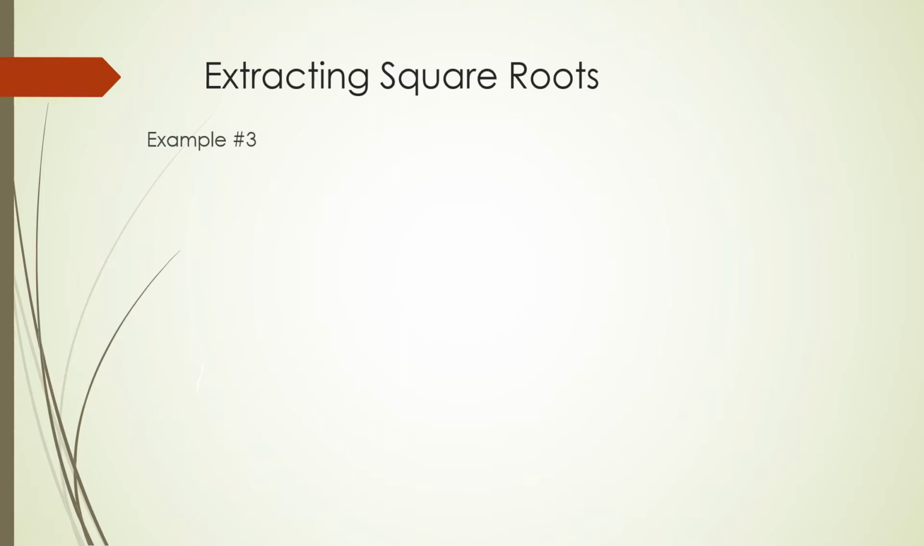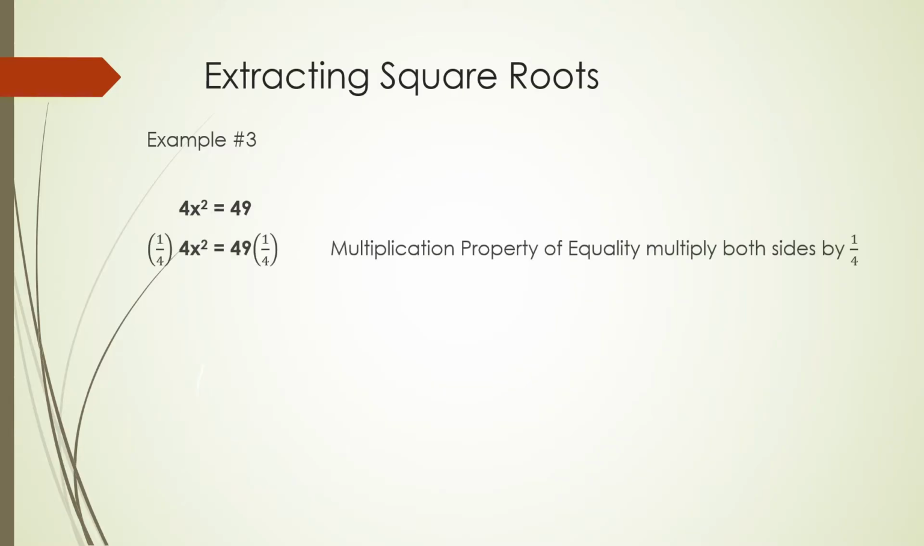Example number 3. Given is 4x squared is equal to 49. So the given is not written in the form of x squared is equal to c. Therefore, we will use the multiplication property of equality. Multiply both sides by 1/4. So after you multiply both sides by 1/4, 1 times 4x squared will become 4x squared over 4, and then you have 49 times 1/4, it will become 49 over 4.